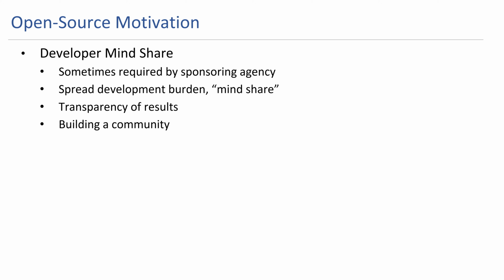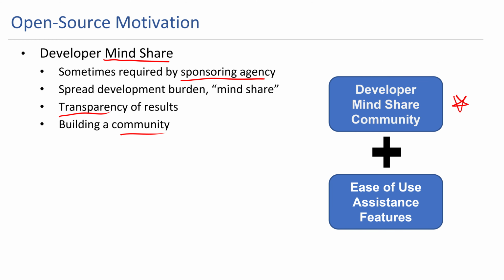Also, there's transparency of results and building this community of developers. So the important things for the development side are developer mindshare, community, and then also from the user side, you want to emphasize things like ease of use, assistance, and features. Help those who are developing in this environment. And I'll show some exciting developments with generative AI and Gekko.